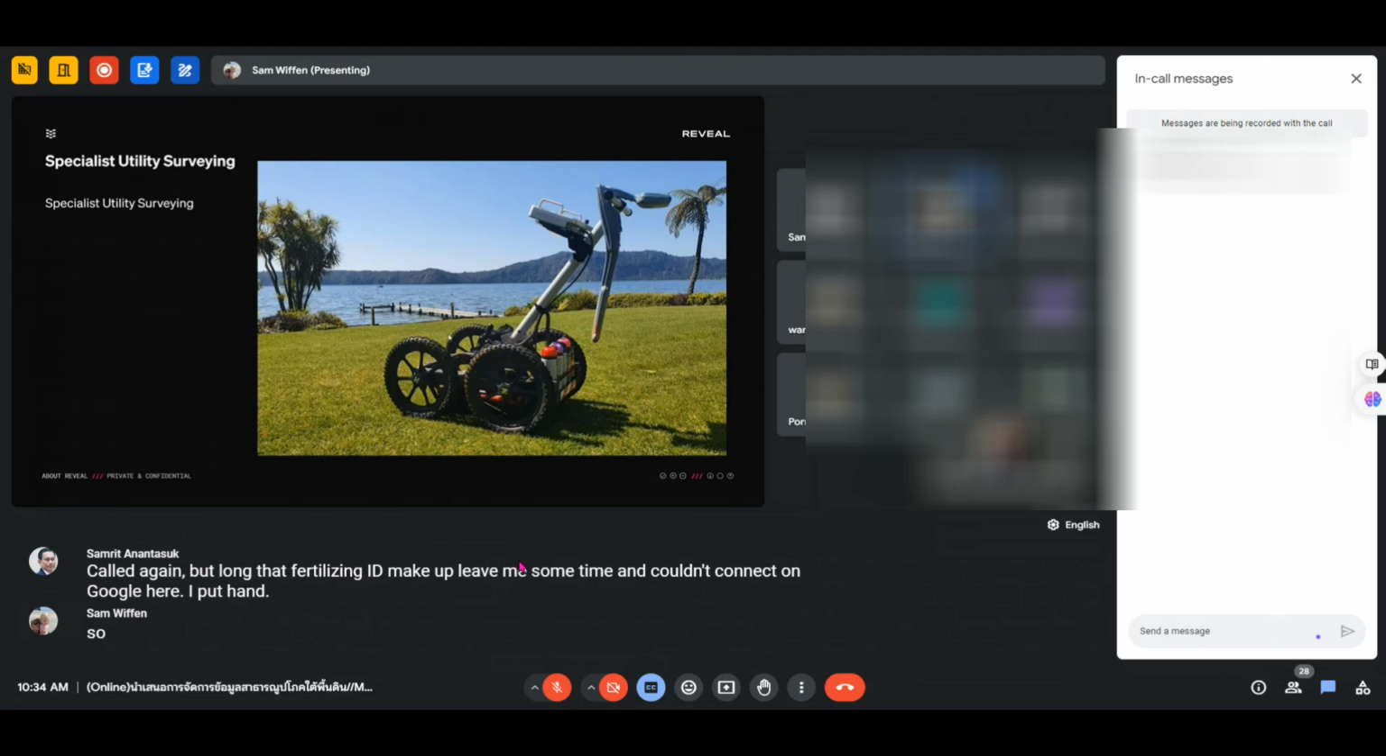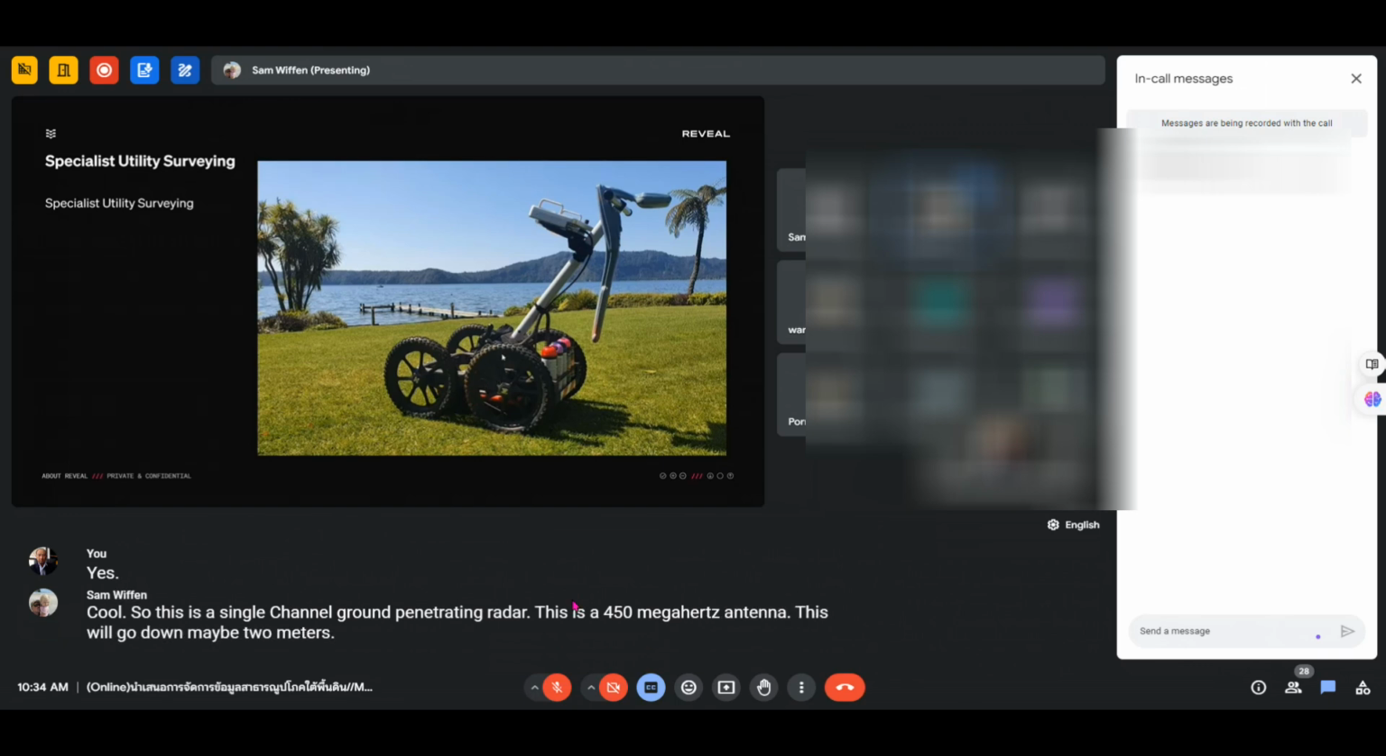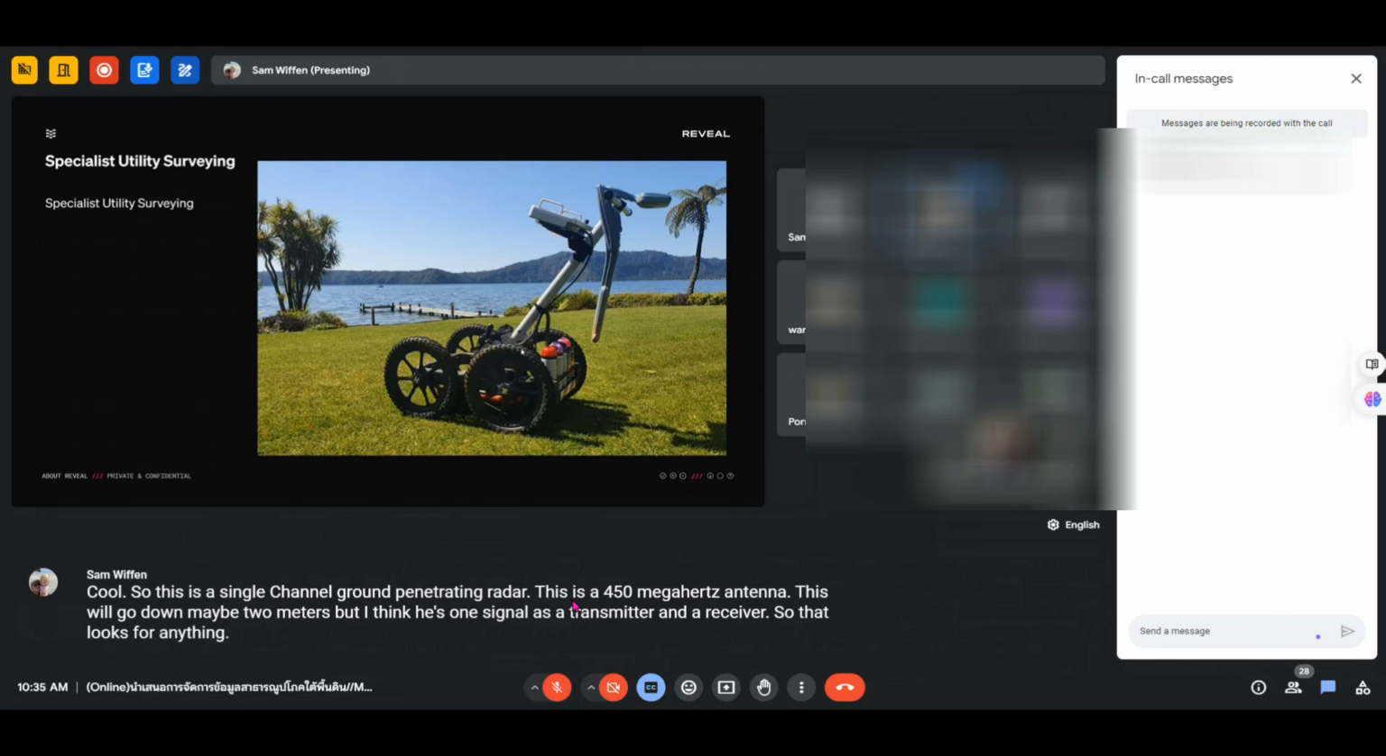So, do you want me to continue? Yes. Cool. So this is a single channel ground penetrating radar. This is a 450 megahertz antenna. This will go down maybe 2 meters, but it has one signal. It has a transmitter and a receiver. So that looks for anything in the ground.